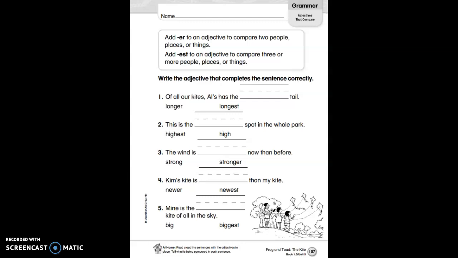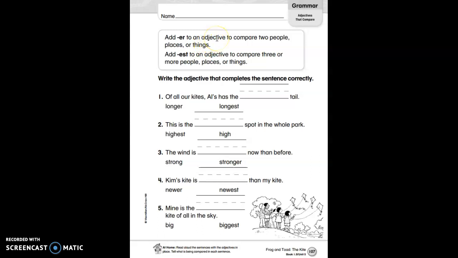Grammar, page 107. Today we're going to talk about ER and EST. When we add those to the end of a word, it changes the word into something else. Add ER to an adjective to compare two people, places, or things.